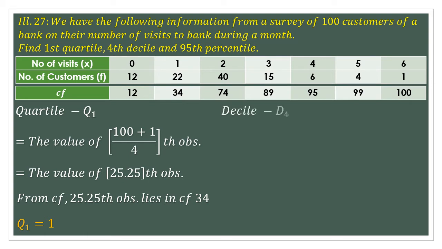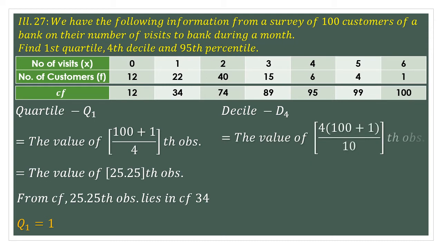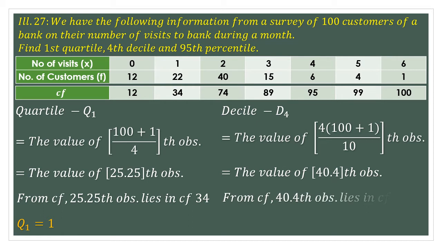Then we have to calculate the fourth decile, that is decile D4. The value of 4 multiplied by (100 plus 1) upon 10th observation. Because it's a decile, we have to divide by 10, and because it's the fourth decile, we multiply with 4. The value is 40.4th observation, that is (100 plus 1) into 4 divided by 10 is 40.4th. Now the 40.4th observation will be a part of the CF 74 and the observation in front of CF 74 is 2. So the fourth decile is 2, that is D4 will be 2.